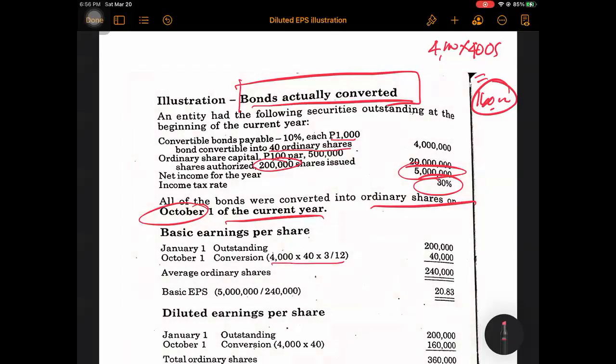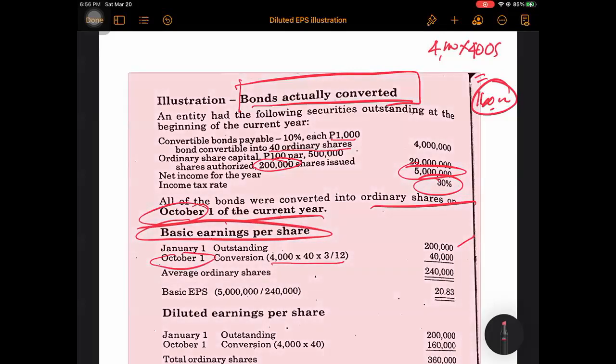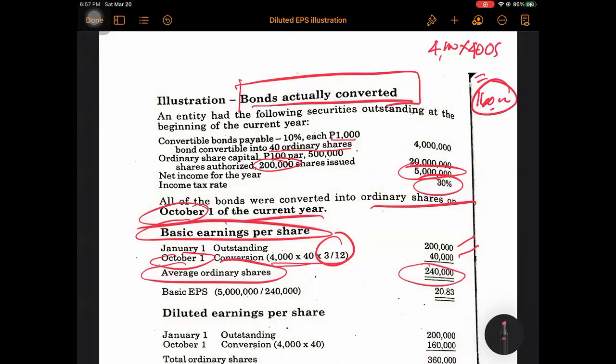Okay. Tama, kay naka-prorate man siya. So in computing your basic earnings per share, take note that our formula is net income divided by average outstanding ordinary shares. Since you have 200,000 outstanding on January 1, then the actual conversion of the convertible bonds on October 1, which is 4,000 times 40 shares. Pero October 1 man siya, so we need to average. That's October, November, December, 3 months outstanding. That's why you have 40,000. So you have average ordinary shares of 240,000 in the computation of your basic earnings per share.